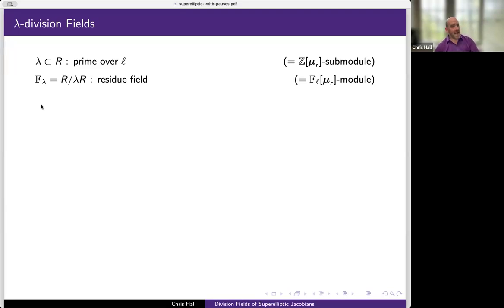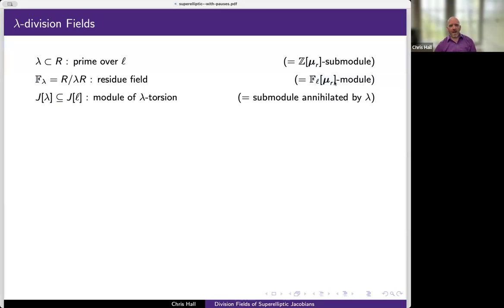Now, the action of mu-R on R induces an action on the quotient. And so we can really say, great, this is a mu-R module. And because this module is annihilated by L, it's even an F_L mu-R module. I would have you look at this module F lambda with two eyes. One is thinking of it as a field, a ring, a really nice place to do some linear algebra. And on the other side is as some particular F_L mu-R module.